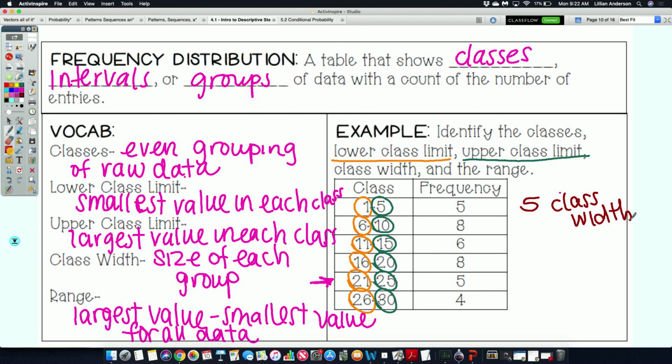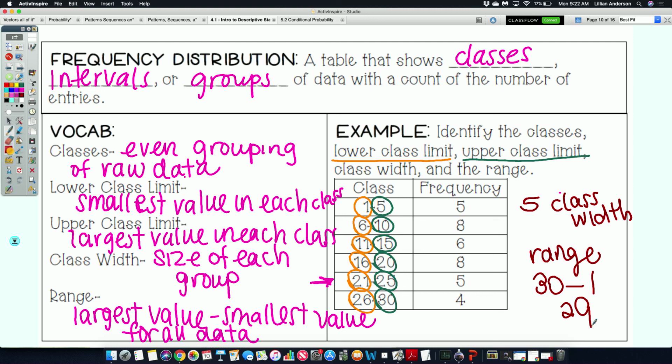And then the range, you take the largest value minus the smallest value overall for your data. So what's your largest value? 30. What's your smallest? So you subtract that to get 29. Okay? Now, realistically, IB will probably ask you what is the lower class limit for the fourth class? Or what's the upper class limit for the second class? They'll ask you specifically for a class. And all you do is count to that respective line and provide that information. Questions?